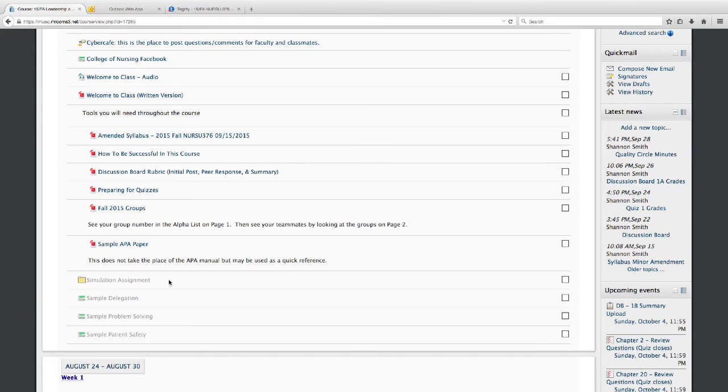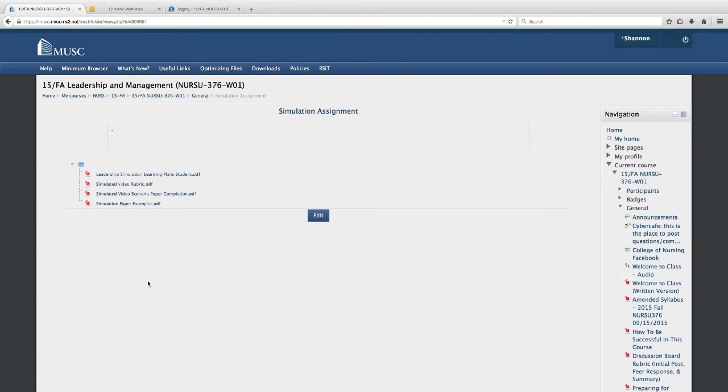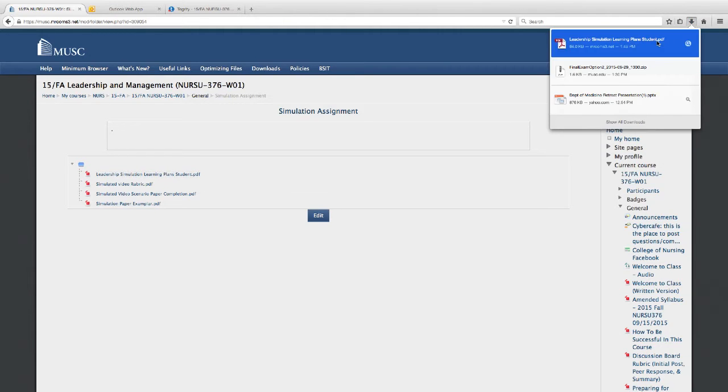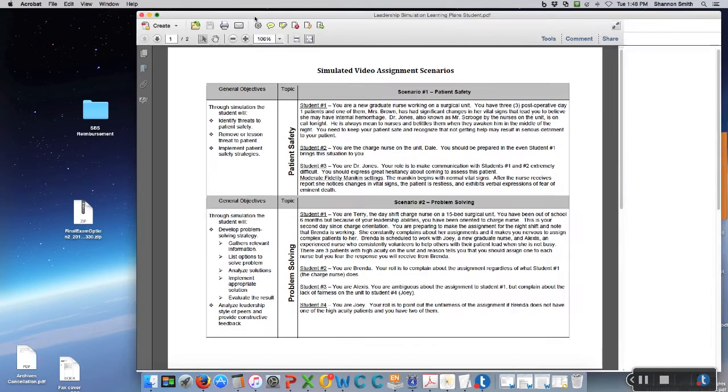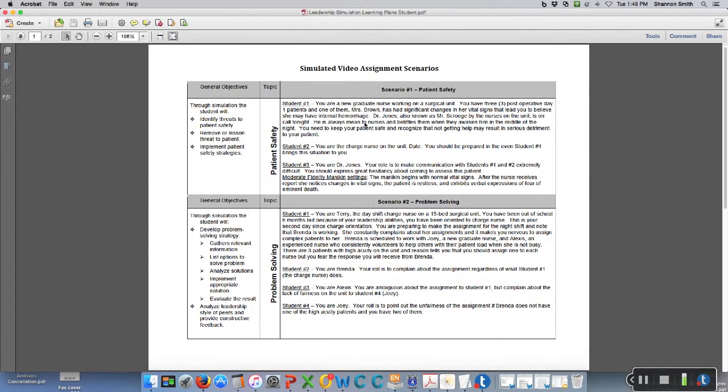Now, here I have these folders in the Moodle course, and right now they're hidden from you, but I will unlock them so that you can see them, and this will give you a better understanding of what this project entails. Now, these are the learning plans, and what they are is a group of four different scenarios. You will be given one of these as a group. And let's just look at the first one.